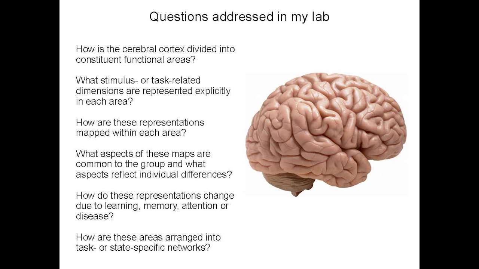What aspects of these maps are common to the group, meaning all individuals, and what aspects reflect individual differences? How do these representations change over your life and over learning? And how are these areas arranged into task or state-specific networks?